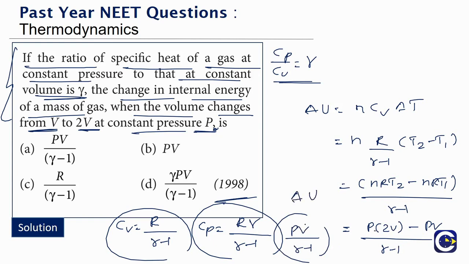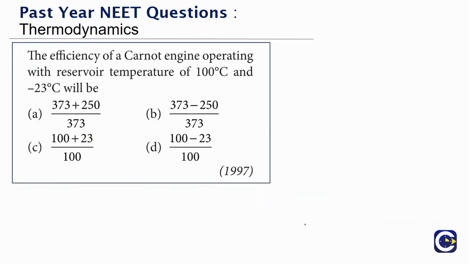So what is the delta U value? PV by gamma minus 1, that is option A. Okay. We'll move on to the next question.